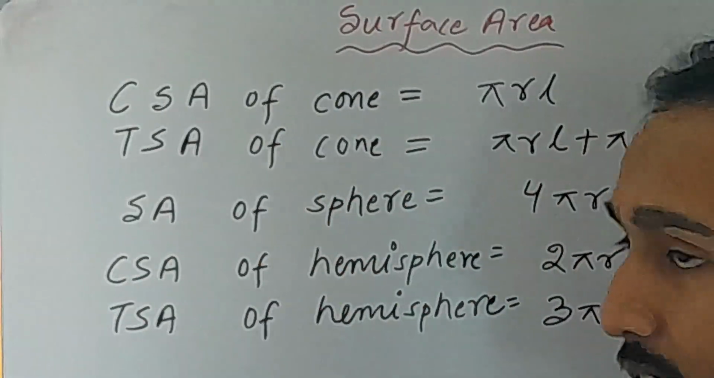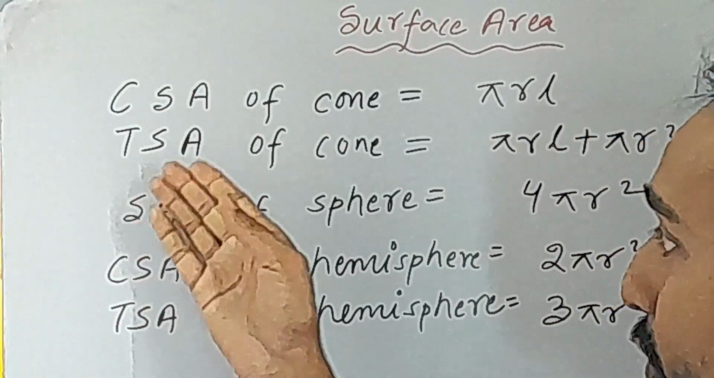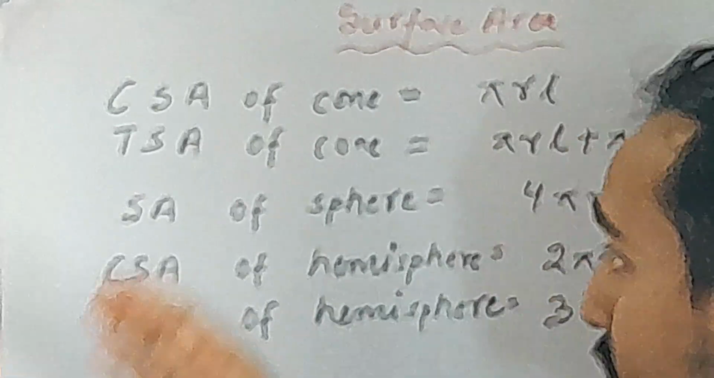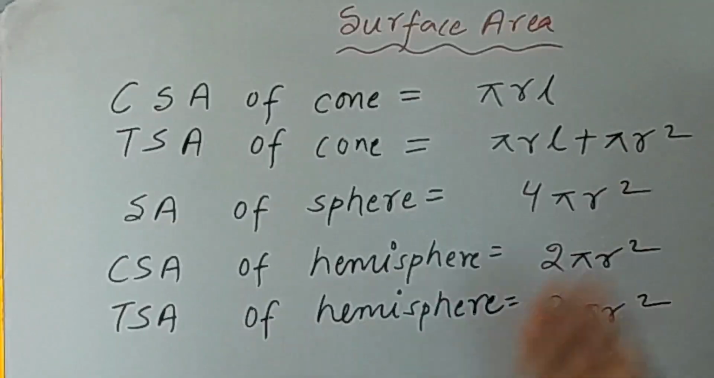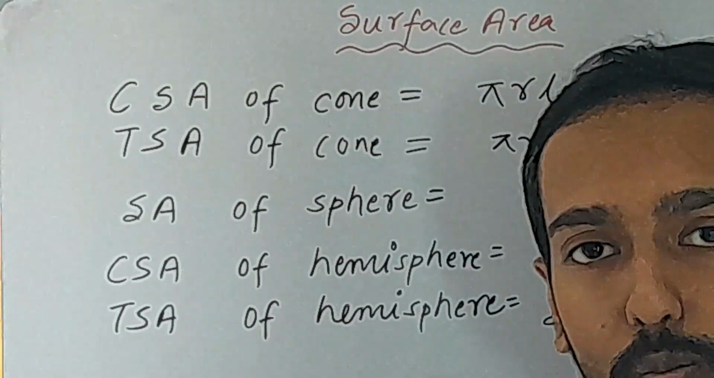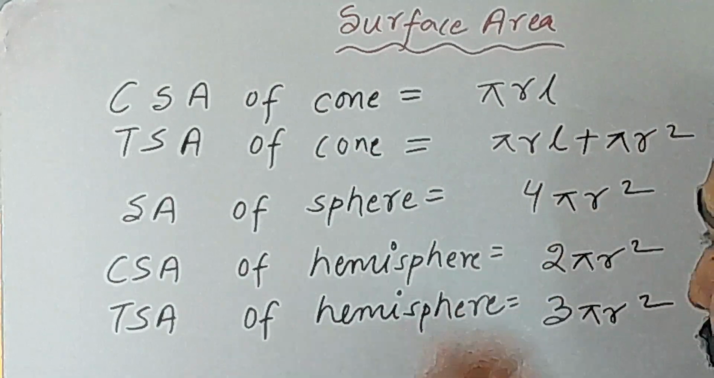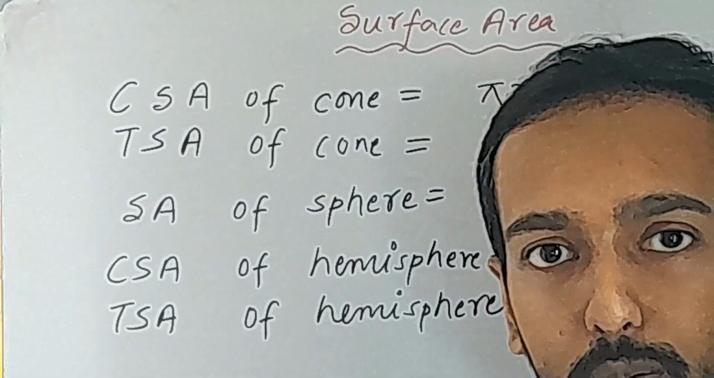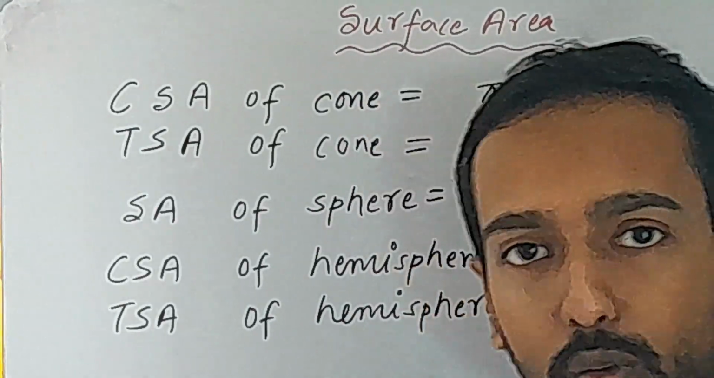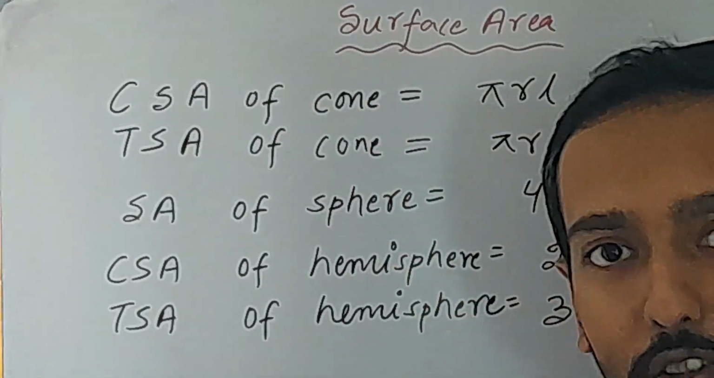Next we have total surface area of cone. You all know the difference between curved surface area and total surface area. So the total surface area of cone is given by pi RL plus pi R square, where this pi R square has been added because of the area of the base. Because the base of the cone is a circle, so we know that the area of the circle is given by pi R square.